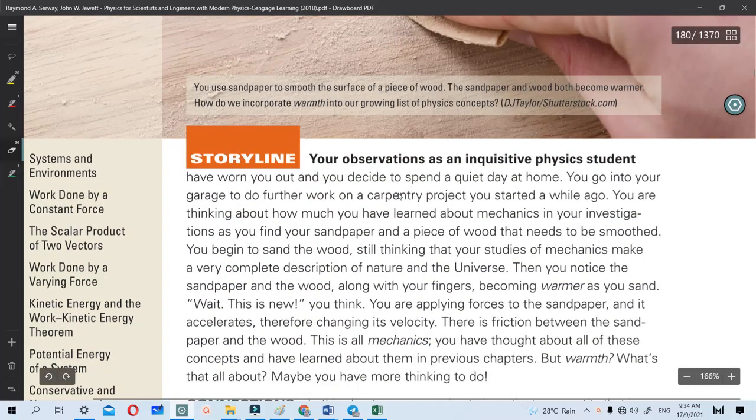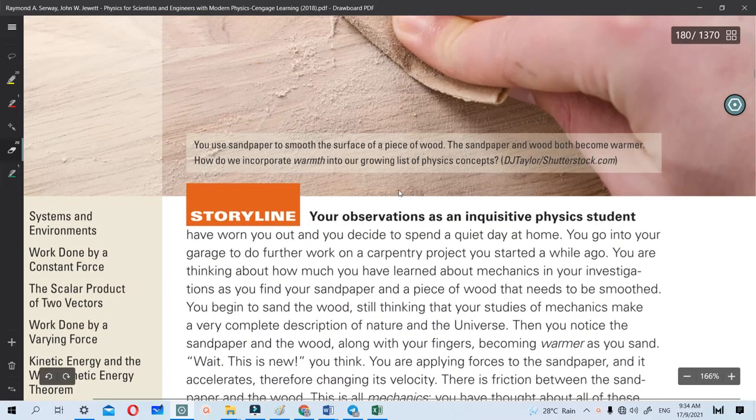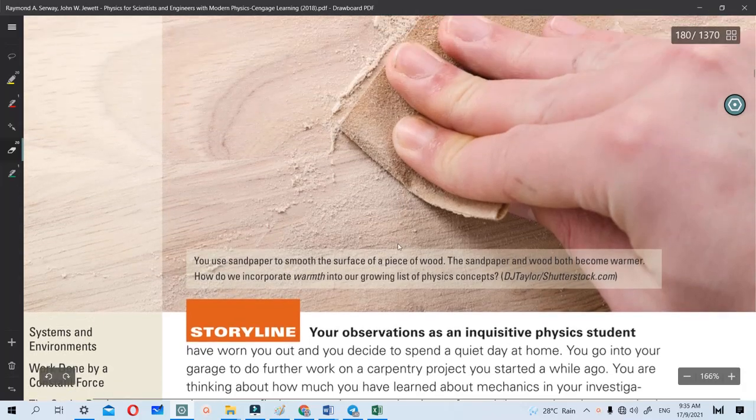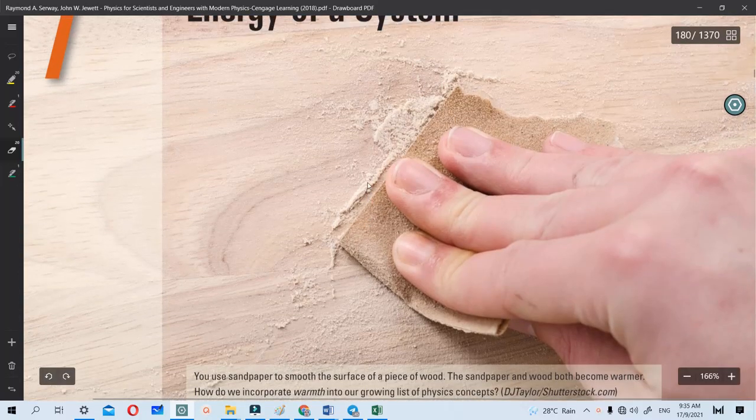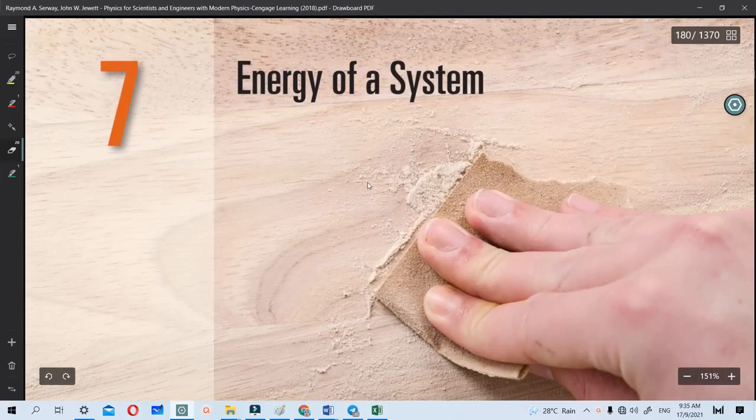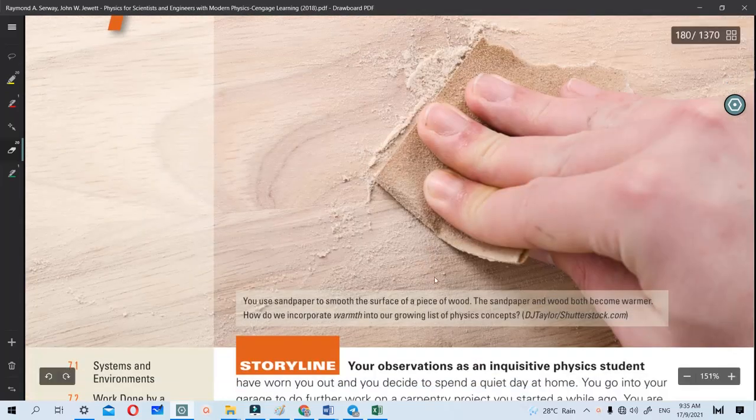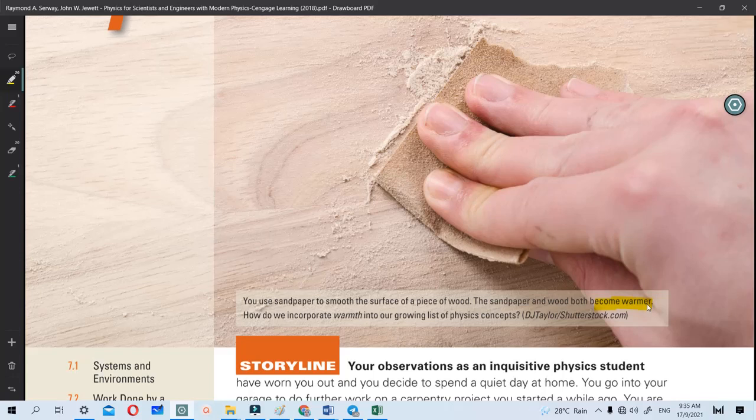Okay, the idea of observation, as a student or perhaps in our daily life. So in this book, they provide you a sandpaper and a piece of wood rubbed against one another, and it turns out that both become warmer. So the term warmth indicates that there is energy involved here, but in the form of heat, tenaga, yeah.